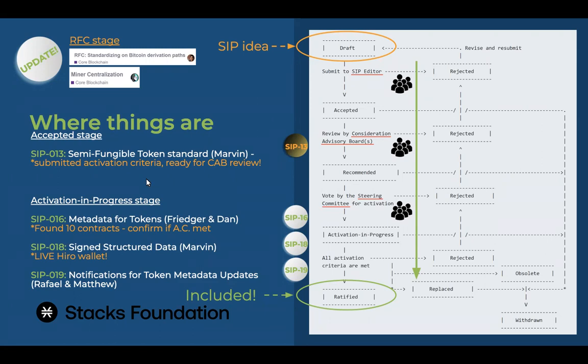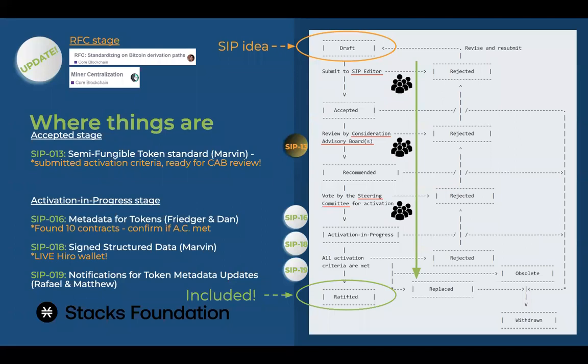A little bit down the line, we have activation in progress. Basically, these are ready to be ratified. SIP 16 came up last week, quite interestingly, because the activation criteria was coming up and we only had 1 week left. The criteria was to find 10 contracts that implemented SIP 16, probably Jude has a better way to clarify that. SIP 16 is the metadata standard. So we have 16, 18, and 19, all waiting to be activated.